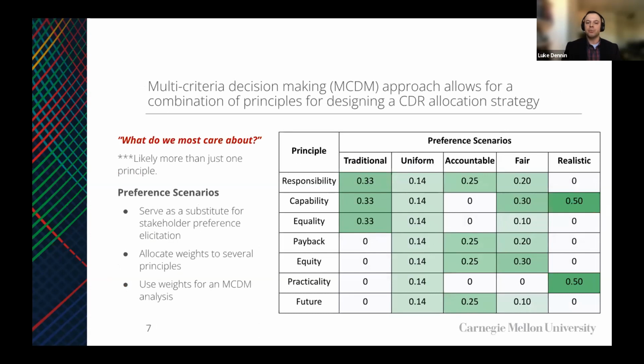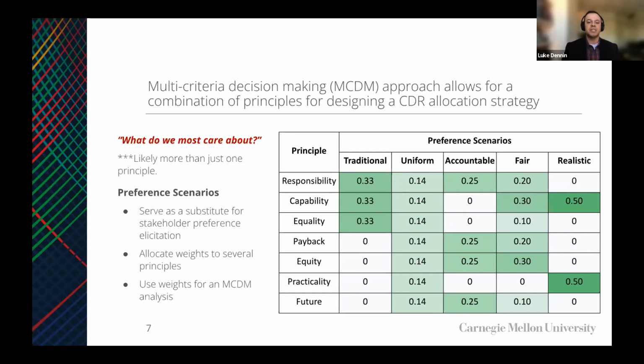Now that we've reviewed several principles by which CDR could be allocated across the world, we need to ask ourselves, what do we as decision makers, stakeholders, or people in general most care about? As we can all probably agree, we likely care about more than just one of these principles. As a result, we employ a multi-criteria decision-making analysis, or an MCDM analysis, that allows us to combine different principles to different degrees, depending on what we want to prioritize. In a perfect world, we would learn these priorities via surveys, elicitations, and conversations, but with limited time and resources, we circumnavigate this process by using preference scenarios.